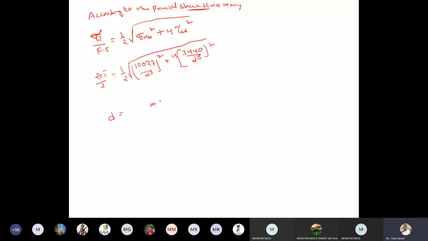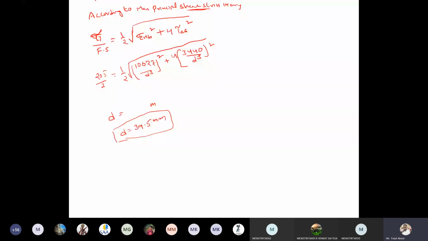Tell me the answer in terms of mm. 39.5. Very good. 39.5 mm. Now, see, in this problem I calculated according to the maximum principal shear stress theory.